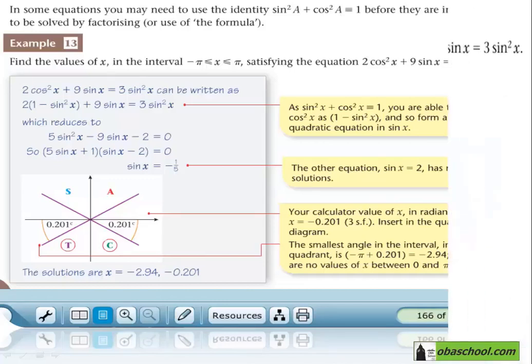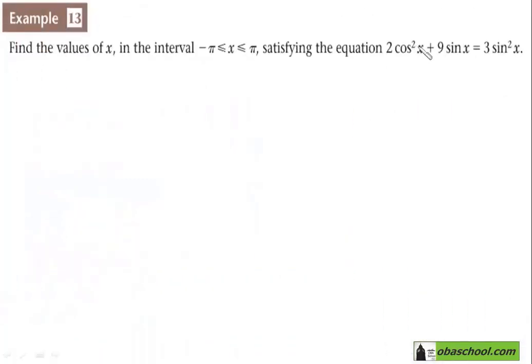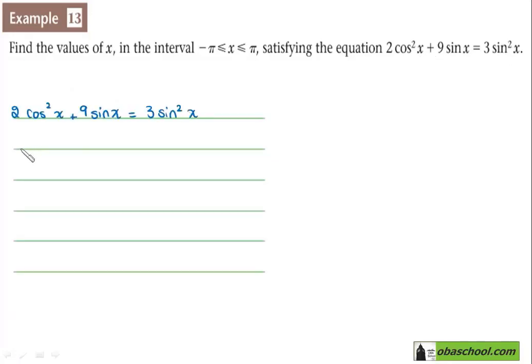Let's start. We have the equation. We have cosine squared, sine, and sine squared. So it is easier to change cosine squared to a formula that contains sine squared. First of all, we know sine squared x plus cosine squared x is equal to 1. That means cosine squared x is 1 minus sine squared x. So we will substitute this inside the equation.